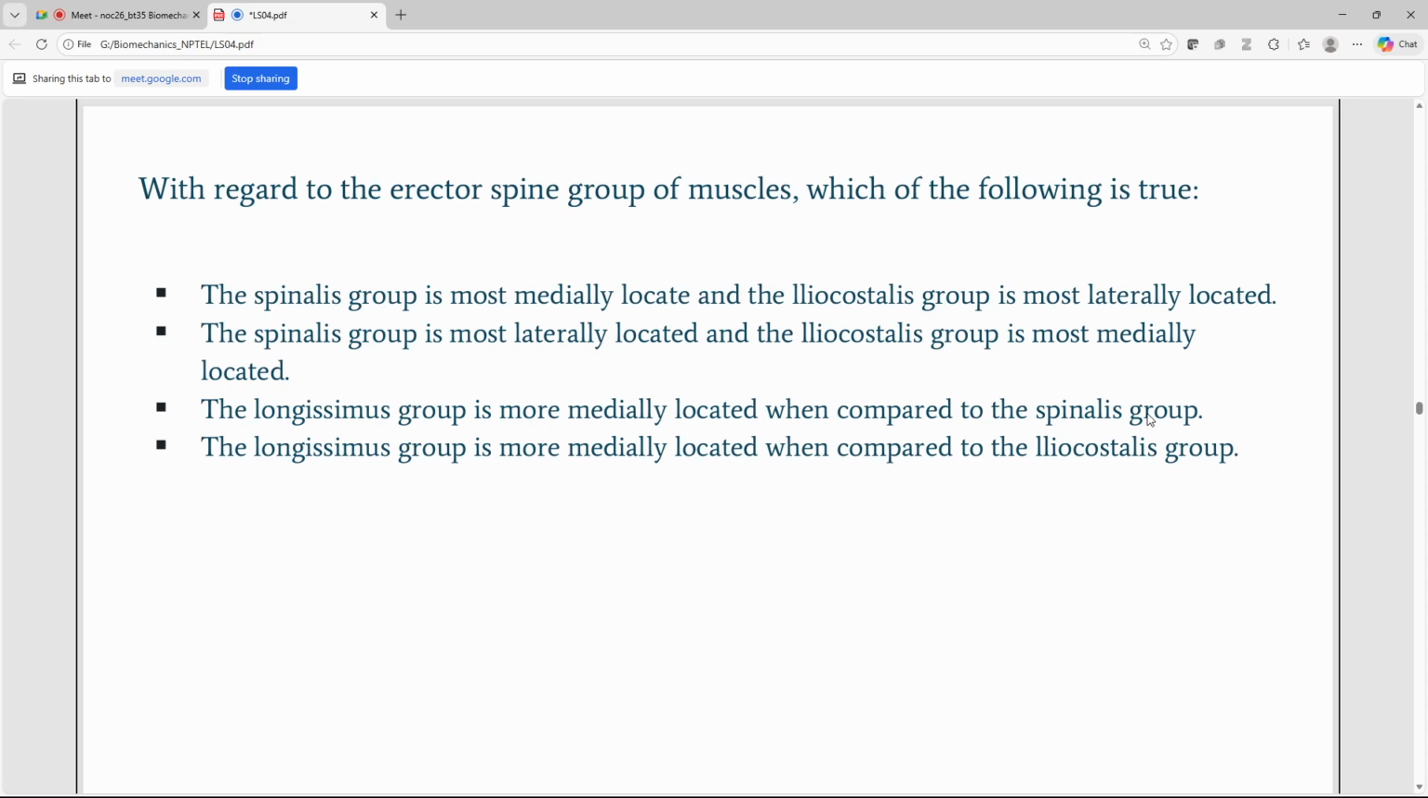Try to answer the question. With regard to the erector spinae group of muscles, which of the following is true?